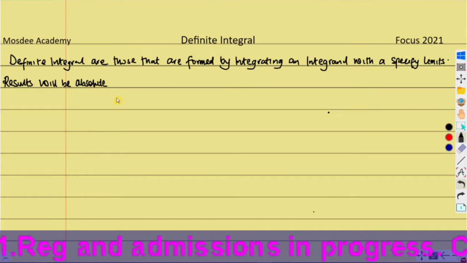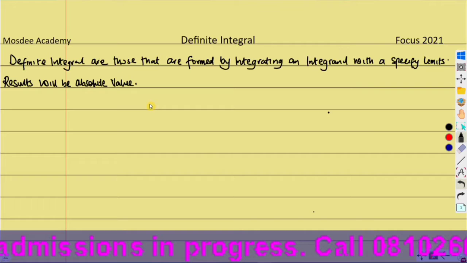Please note that absolute value. That is, you are going to have a definite answer. So whenever you are trying to integrate an integral with respect to a limit, this is what we call a definite form of integral.